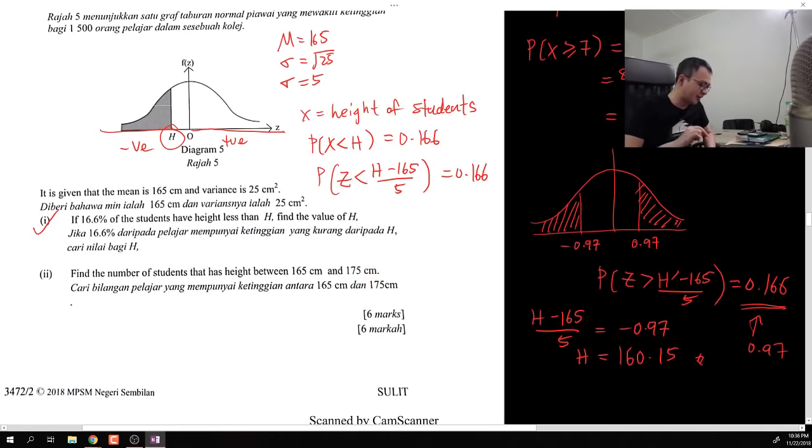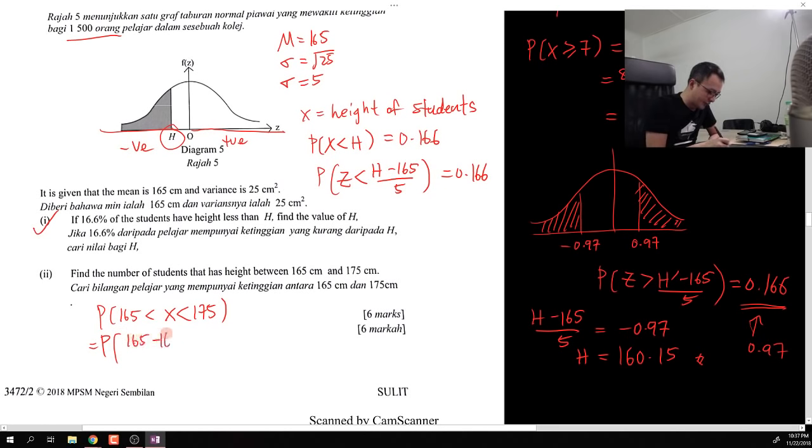Alright, so find the number of students that have the height between. We need to find the number of students, so we need to find the probability, and then we use the probability multiplied by 1,500 students. So therefore, between 165 to 175.